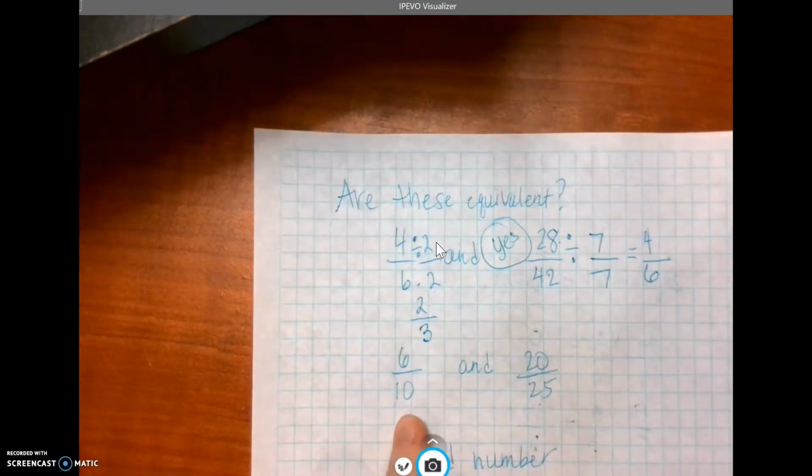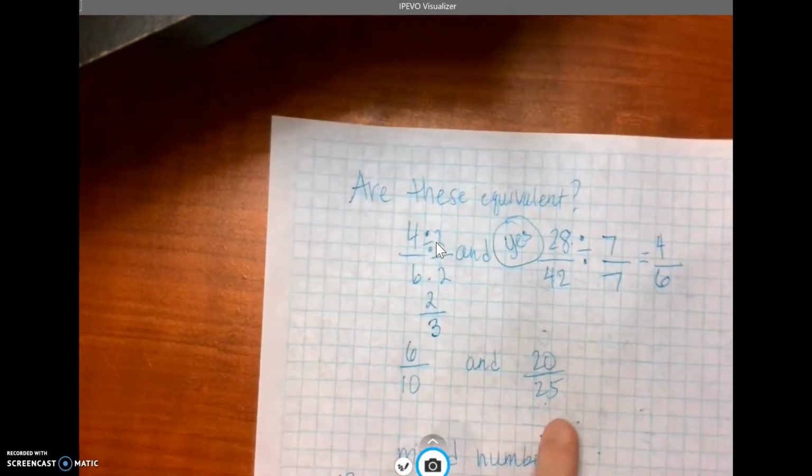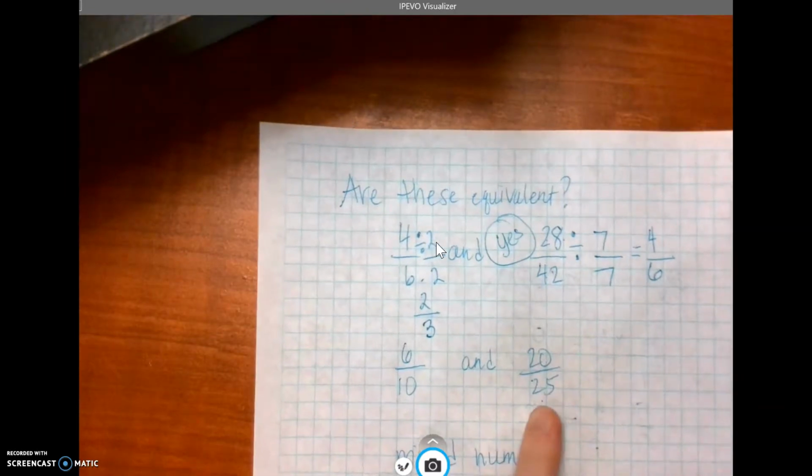Okay, you guys try this one. Reduce 6/10 and 20 over 25 and see if they're the same fraction when they're reduced. Pause the video and try it. When you're done reducing it, press play.